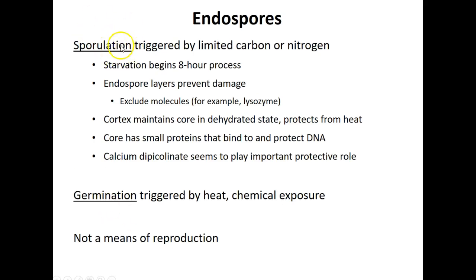The process of forming endospores is called sporulation. And it's typically triggered by a limited amount of carbon or nitrogen. Limiting these nutrients would deprive the organism of the ability to produce energy. As I've talked to you about before, germination is when that endospore goes from being dormant to being active again. You can see it's triggered by heat or chemical exposure. When we say chemical exposure, we're usually talking about nutrients used by that organism. Key concept to keep in mind, this is not a means of reproduction. It's essentially a means of survival. So the organism doesn't reproduce by forming endospores. It survives that harsh environment and then can become vegetative at a later point.